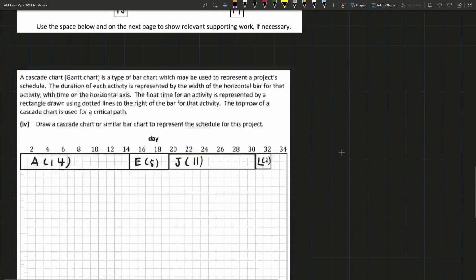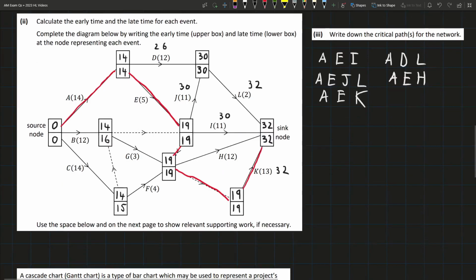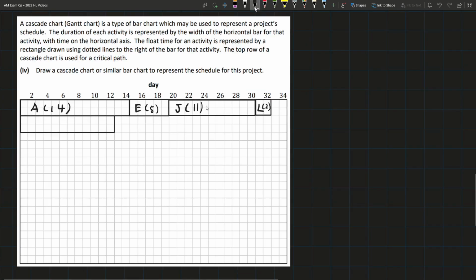So after A is B. So B starts at the start and it'll last 12 days. And as you can see, this part can be delayed up until day 16. So we have 4 days of leeway after B is completed, because B is completed in 12. And then we have 4 days after that until 16, and then it has to be done. So we indicate that by writing the rectangle. We write B12, and then we do a dotted line up to day 16.